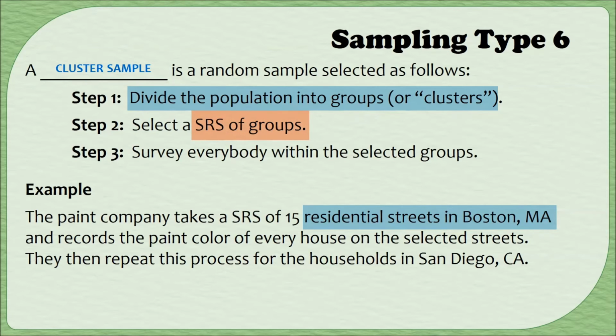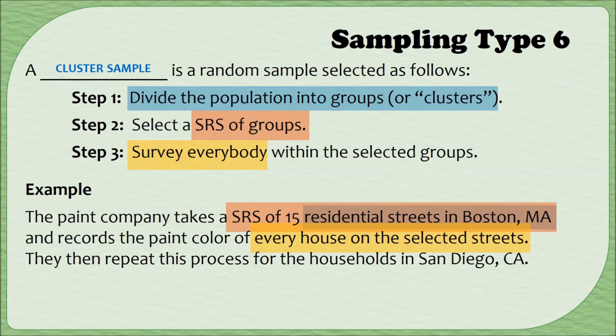The second thing we need for a cluster sample is a simple random sample of the groups. And in this case, that's what we have. We have a simple random sample of those residential streets, an SRS of the groups. And then lastly, we have to survey everybody that's in those selected groups. And we have that key language here. We looked at the paint color of every house in those groups, every house in the selected streets.